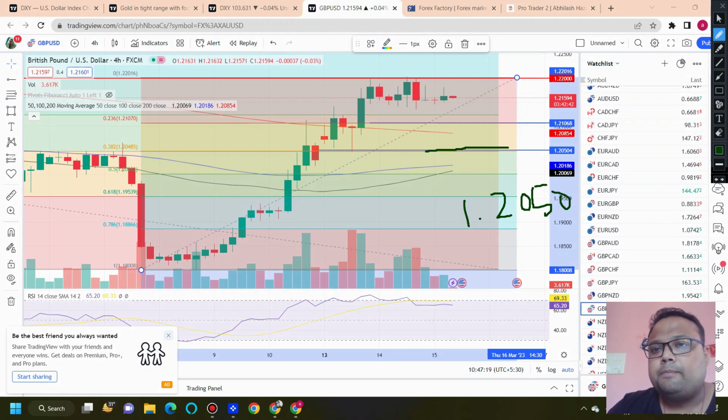1.2050. In comparison to the first support, 1.2050 is a better support because we have Fibonacci 38.2% retracement, and we also have previous price rejection around this area. So we have two factors that make this particular level much stronger in comparison to the other. So two supports, two resistances on the chart of GBPUSD.